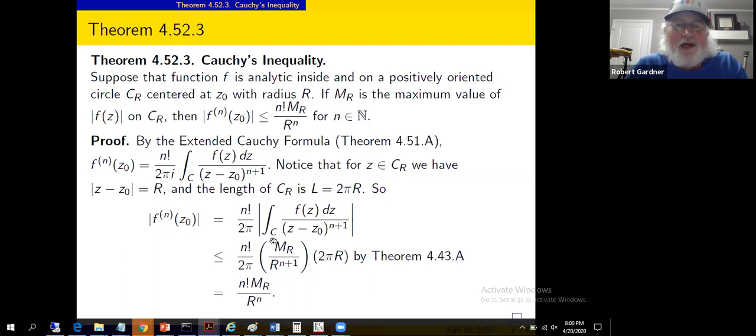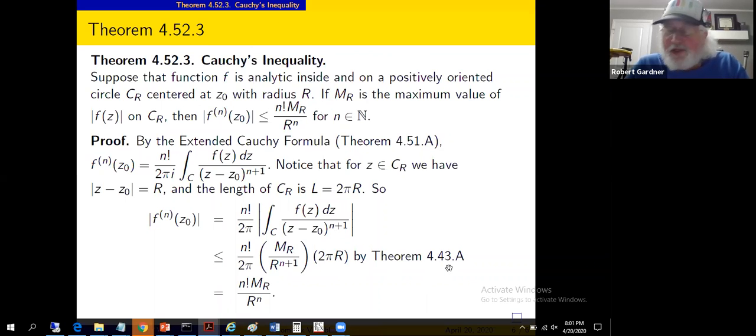Well, z lies on this C sub r curve, which is a circle of radius r and center z sub 0. So on a circle of radius r and center z sub 0, how far is z from z sub 0? A distance r. So we've got this z minus z sub 0 in modulus equal to r. So the denominator produces an r to the n plus 1. The numerator is bounded by this M sub r that was given as the bound of the function.